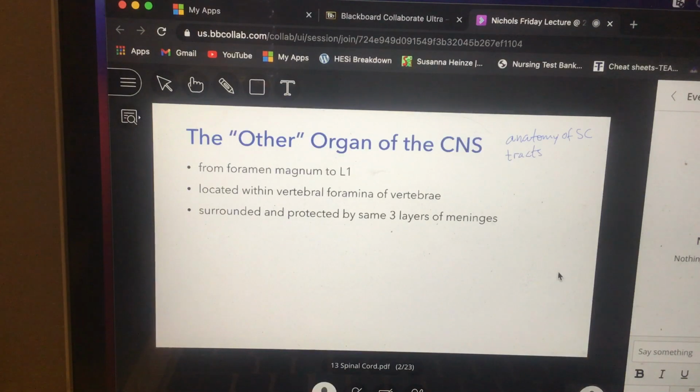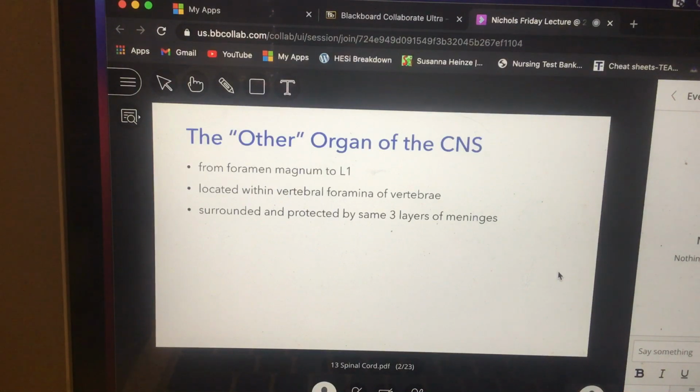The ascending and descending tracts of the spinal cord. Then we'll finish by talking in this chapter about the reflexes that the spinal cord manages and handles. Those are kind of the three major parts of the chapter.